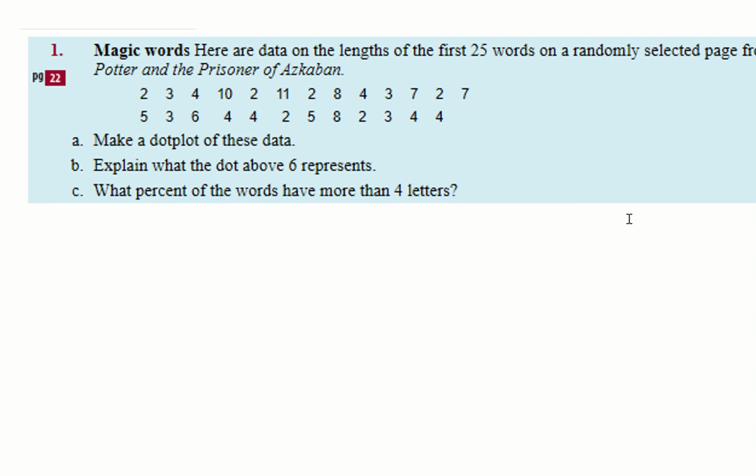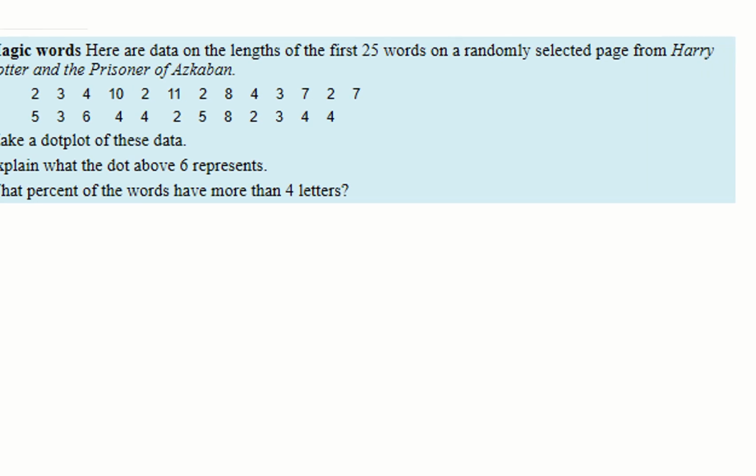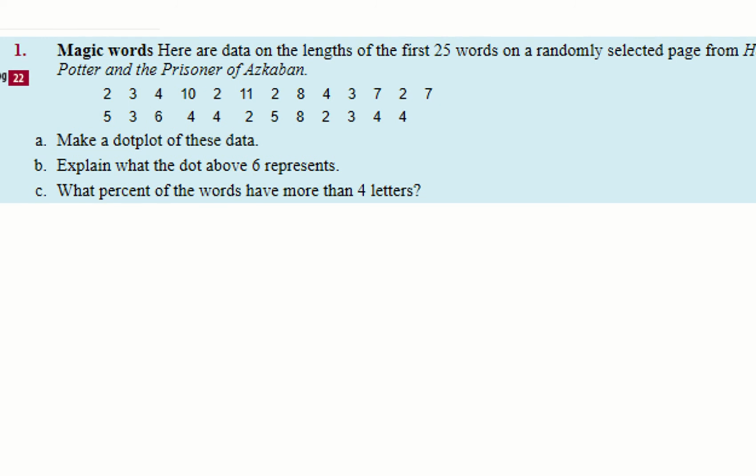We're going to go over the homework problems for the 1.3 lesson on dot plots. Looking at this first problem, it says we have some data on the lengths of the first 25 words on a randomly selected page from Harry Potter and the Prisoner of Azkaban. Given this data, first they want us to make a dot plot.